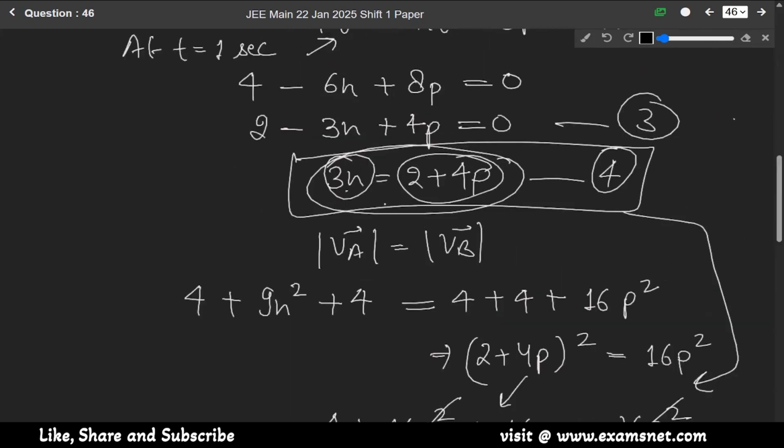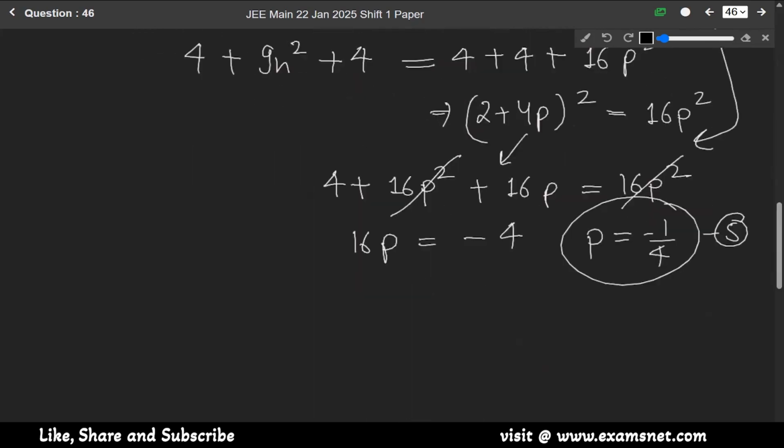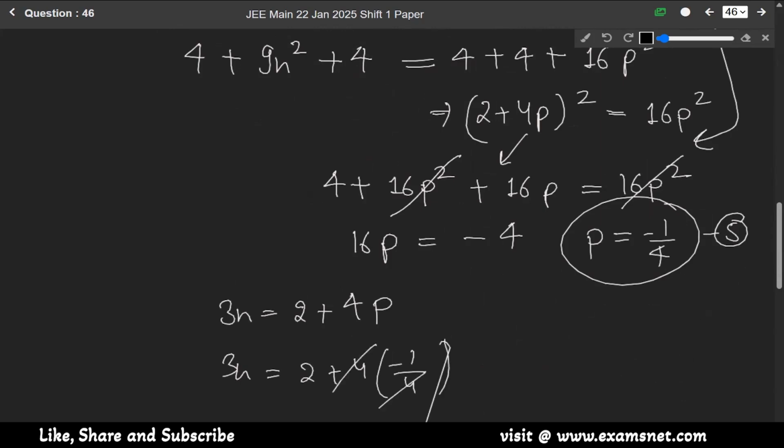Now, since 3n equals 2 plus 4p, 3n will be 2 plus 4 times minus 1 by 4. So the 4 cancels out. It means 3n is equal to 2 minus 1, so n will be equal to 1 by 3. Let us say this is equation number 6.